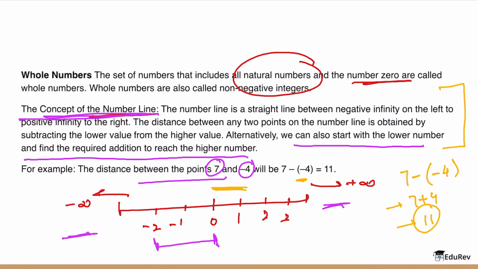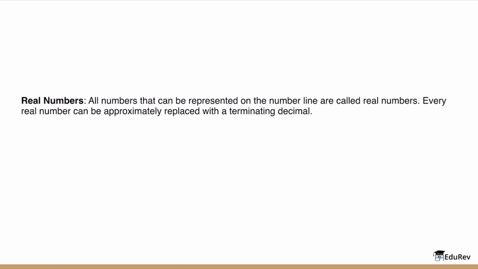Now let's move forward to the concept of real numbers. Can anybody tell me what real numbers actually are? Real numbers are all numbers that can be represented on the number line. Every real number can be approximately replaced with a terminating decimal. Okay, let's review. Natural numbers are 1, 2, 3, 4, 5, 6, 7, 8. Whole numbers are natural numbers plus 0.